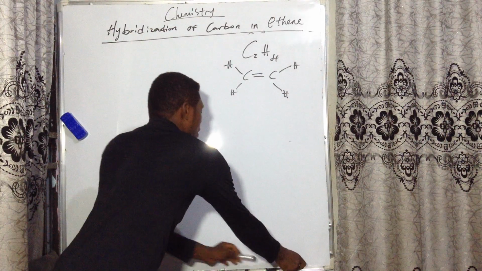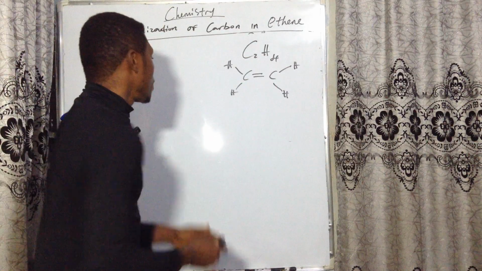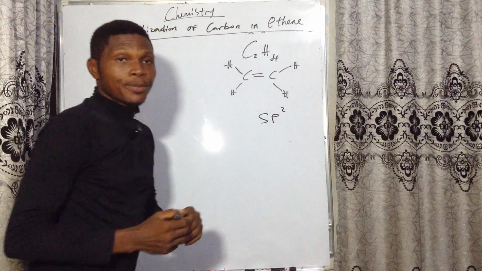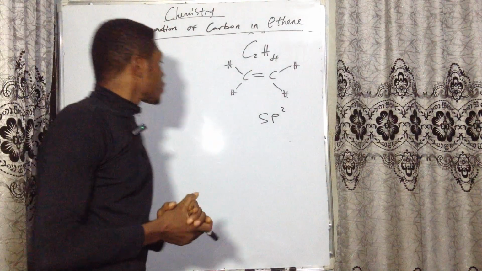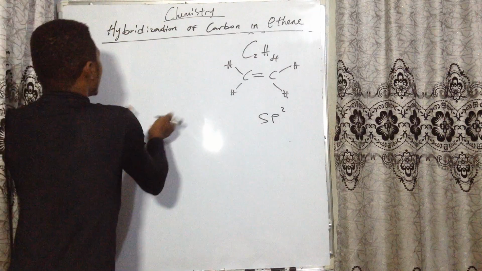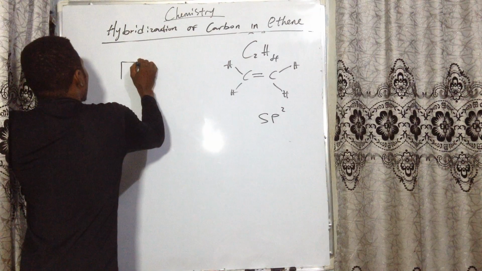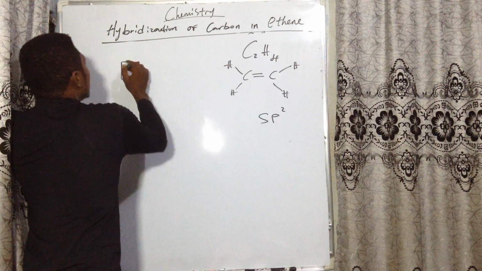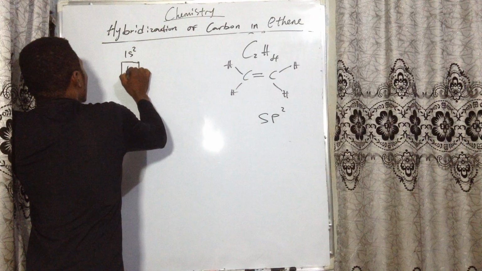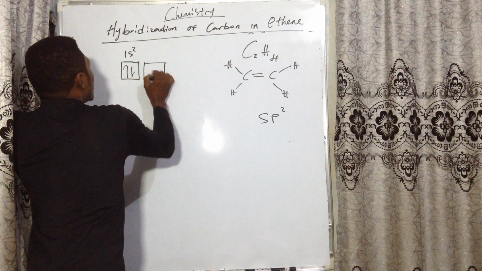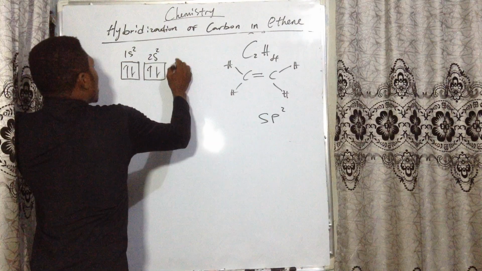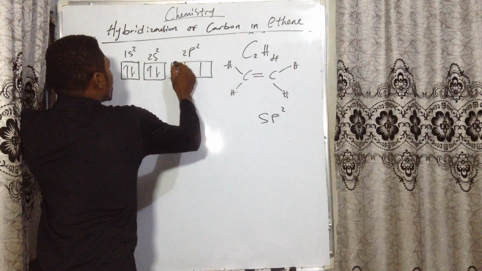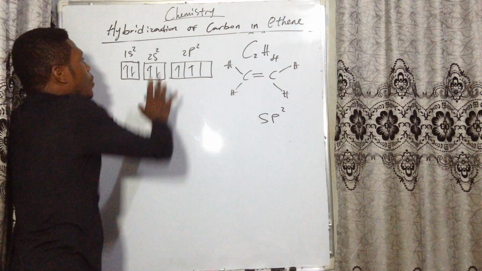Now, before carbon forms this bond, carbon will form a hybrid orbital, which we call sp2 hybrid orbital. Okay, now see what actually happens. This is the orbital representation of carbon in an unhybridized state. Now this is 1s2, this is 2s2, and this is 2p2.